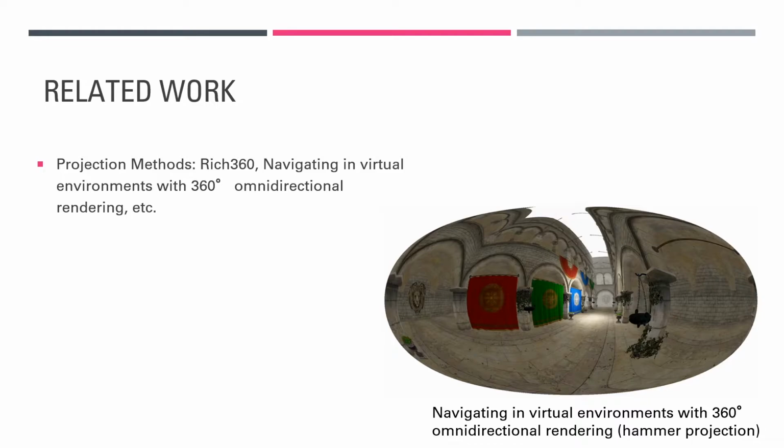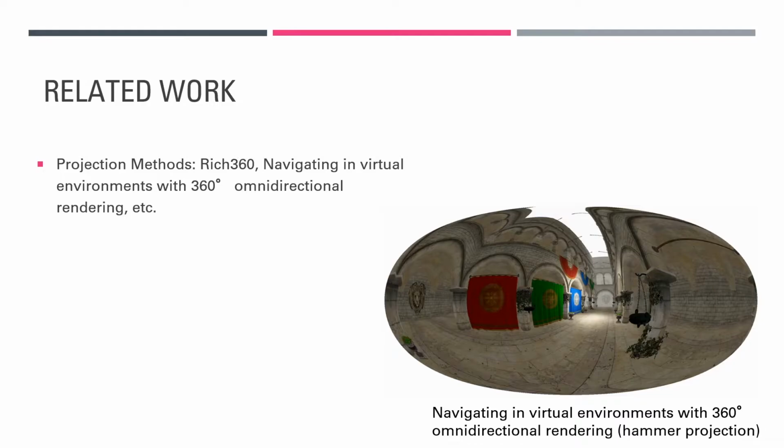And the works related to projection methods, like this one we show here, and also Rich360. Most of them use different kinds of projection methods to optimize 360 vision, which are related to OmniView because we use dynamic distortion based on an equirectangular projection.